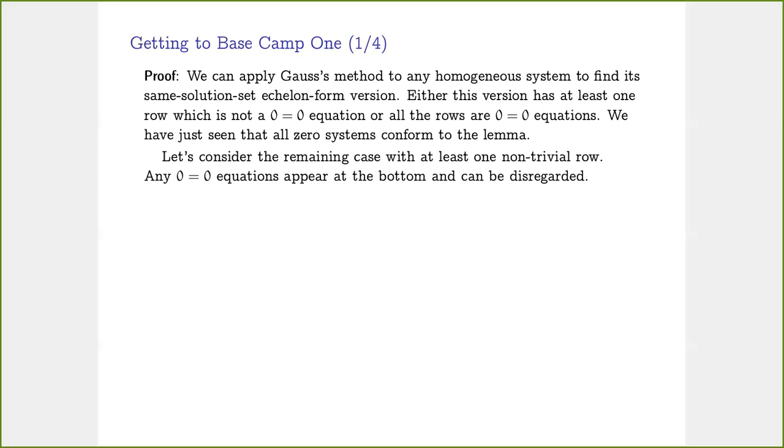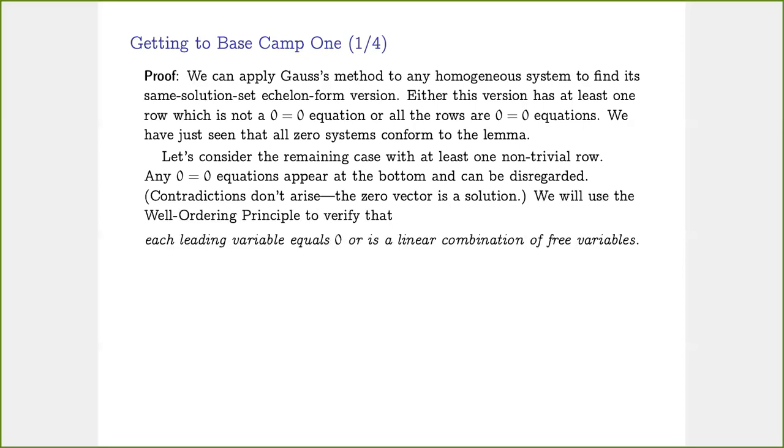Any 0 equals 0 equations which might still appear will be at the bottom in echelon form and can be disregarded as trivial arithmetic truths. And contradictions can't arise because the zero vector is a solution. Homogeneous linear systems are necessarily consistent. We will use the well-ordering principle to verify the following fact. Each leading variable equals 0 or is a linear combination of free variables.